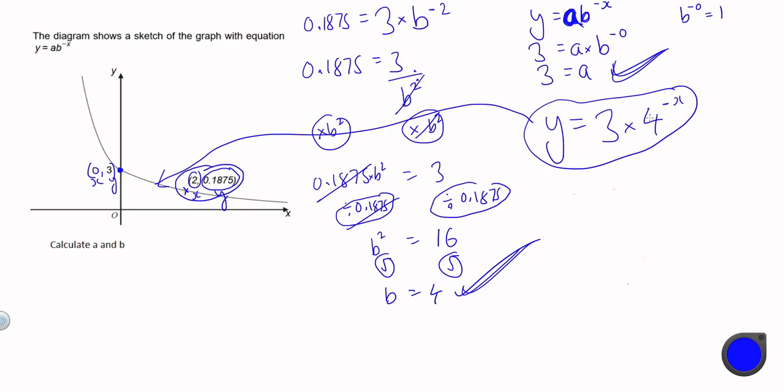And I can use this equation to find any other coordinates. So if I said when x is 10, what's the value of y? All I've got to do is substitute that 10 into here and then work out the corresponding value of y.